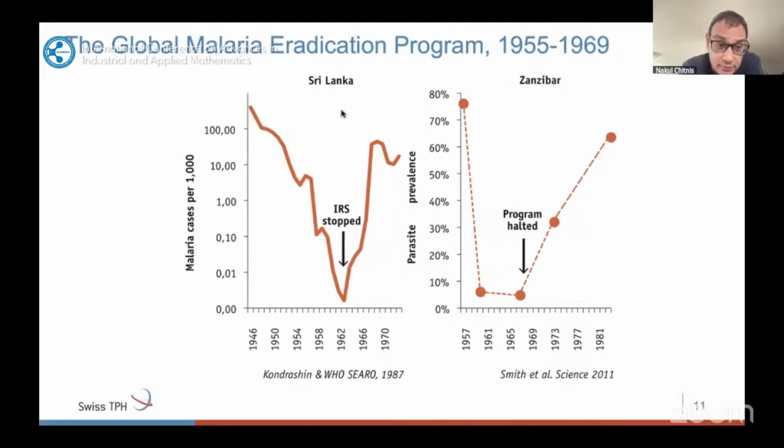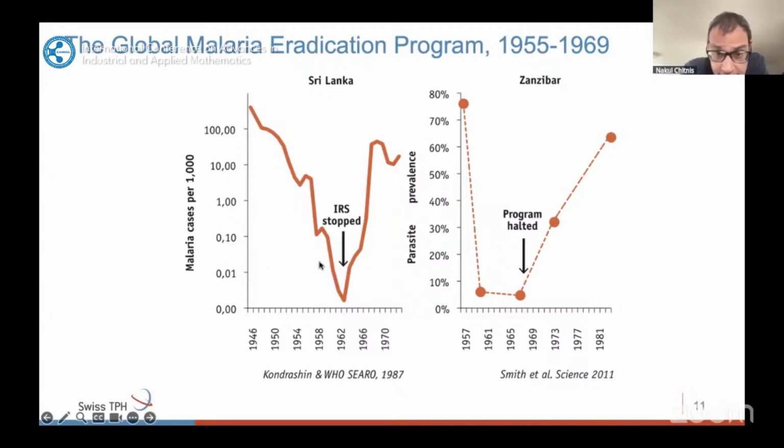And here you can see examples. This is malaria cases per 1,000 people on a logarithmic scale. So at the top here, the 100 implies essentially 1 malaria case per 10 people per year. At the bottom here, you have 1 malaria case per 100,000 people per year.